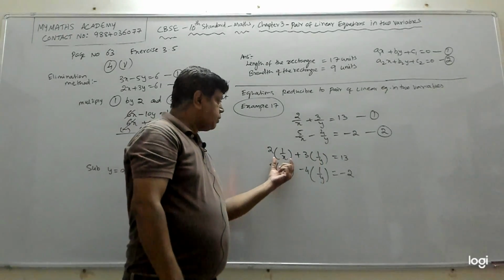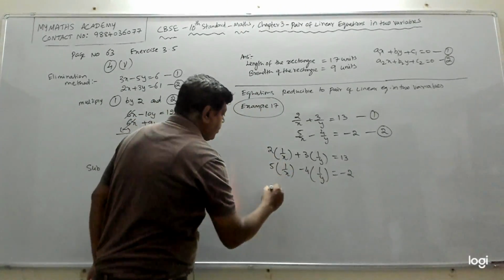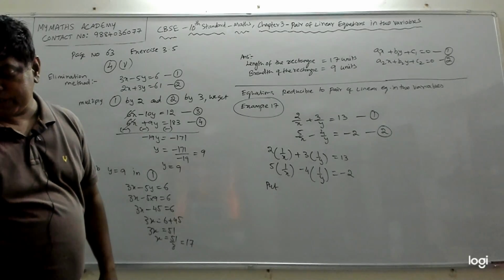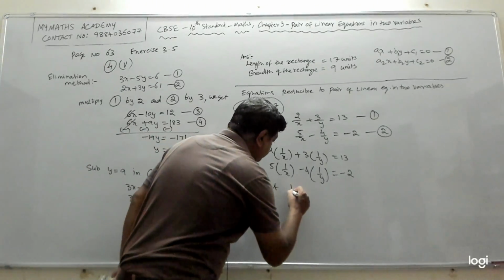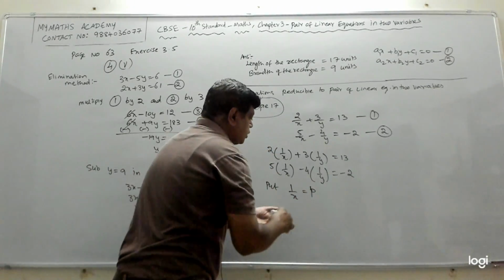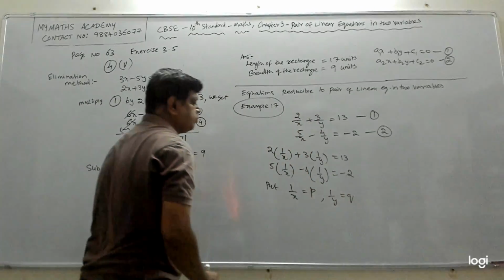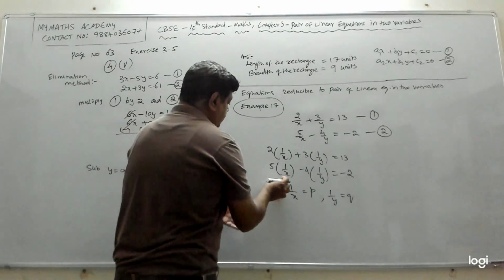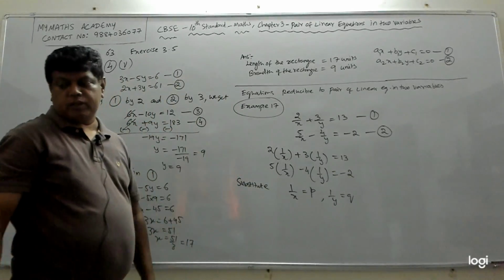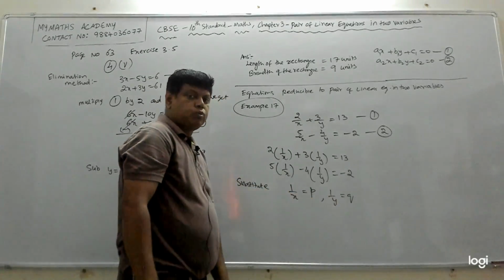Now what we can try to do is put some substitution. We are going to make some substitution. We'll put 1 by x as some variable, sorry, not number, p. We'll put 1 by x as small p, right? And 1 by y as small q, right? We are going to substitute 1 by x as p, 1 by y as q in the above equations.